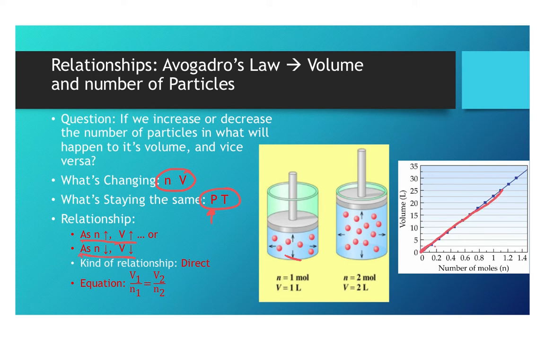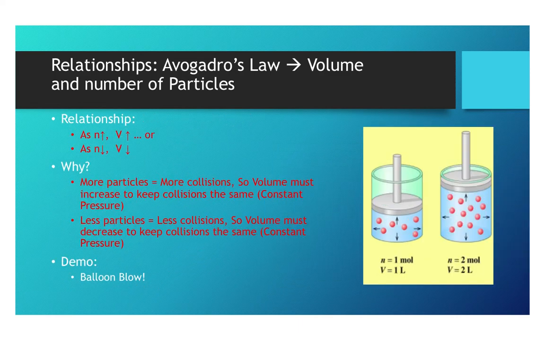If we graph that out, we get that beautiful direct relationship again. And so our equation becomes V1 over N1 equals V2 over N2. So again, why does this work? Well, if there's more particles, that means there's more collisions. So in order to keep the collisions the same, you've got to give them more space. Otherwise, you won't have constant pressure. Same thing, if we have fewer particles, there's fewer collisions. So again, if we want to keep the collisions the same, we've got to reduce the volume in order to keep that constant pressure.